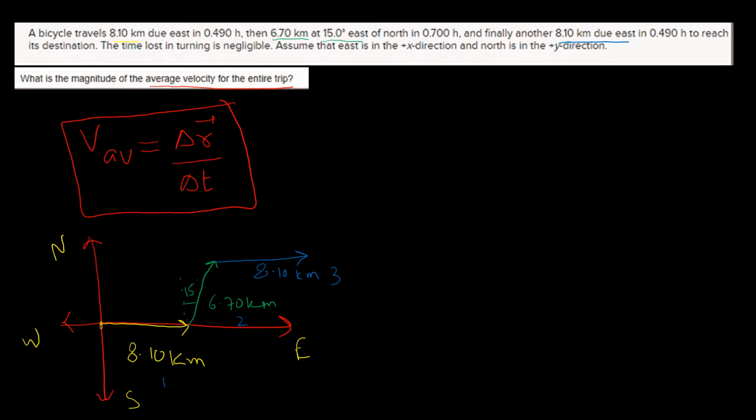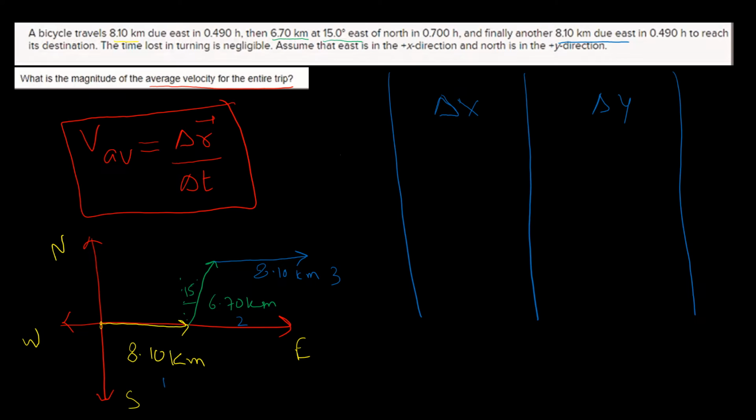So let's calculate the delta x and the delta y for our whole problem. If we make a table like this, first is the motion when it went 8.10 kilometers east. So delta x in this case is 8.10 kilometers, and there is no y component, so this is going to be 0 kilometers. The second is 6.70 kilometers at the 15° angle.